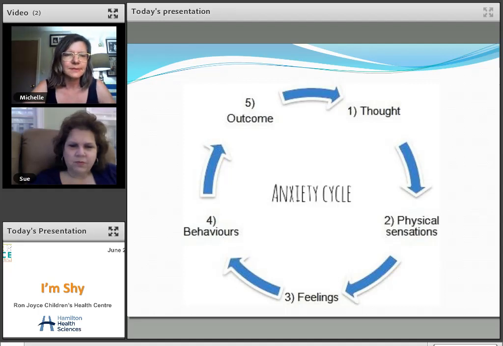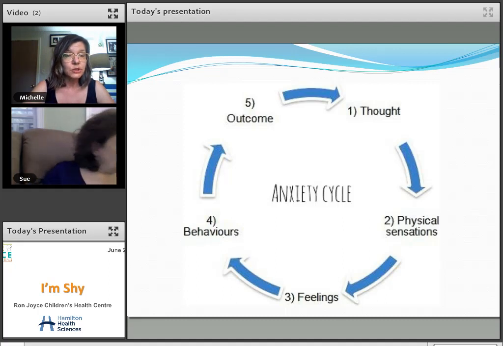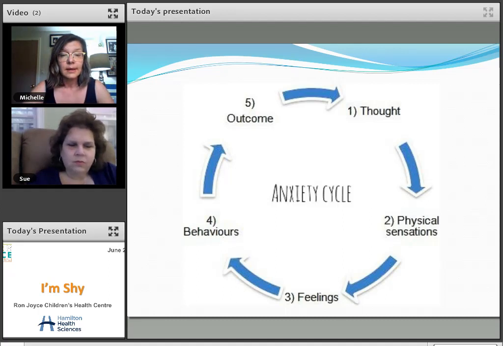So this is the cycle of anxiety. It doesn't always look this pretty, but you may have that thought: if I talk, then I'll be embarrassed. I'll say something wrong. People will laugh at me. Then they may have those physical sensations. I'm feeling hot. I have butterflies in my belly. I feel like I'm going to cry. Then I have the feelings of feeling overwhelmed, and I have fear, and I'm worried about being embarrassed. I'm just uncomfortable. So then I have a behavior. The behavior is I shut down, I refuse to speak, and the outcome is that I feel better.